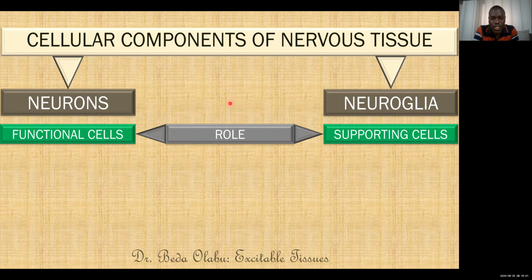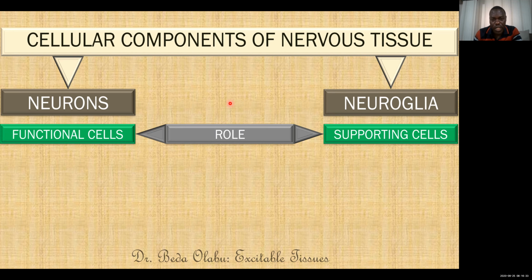So what this statement means is that neurons are the ones which transmit the signals, because that's the primary function of the nervous system. They're the primary cells that transmit signals within the nervous system. On the other hand, neuroglial cells just provide support to these neurons. This support could be in different ways, as we are going to see shortly.